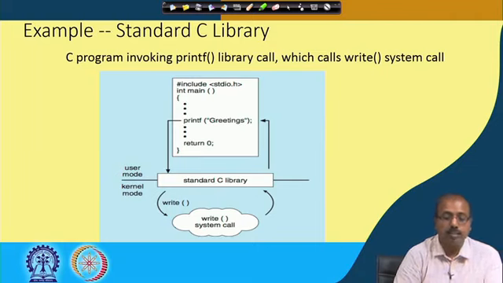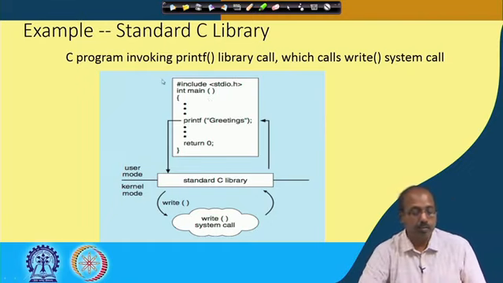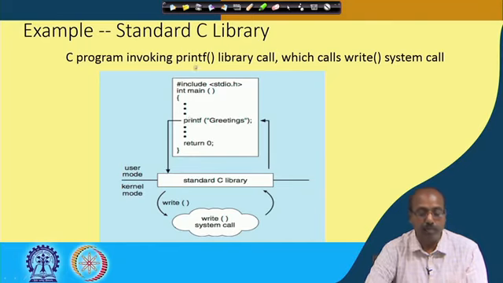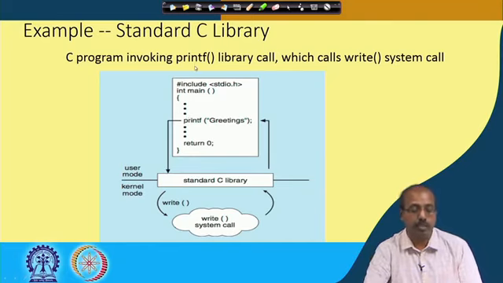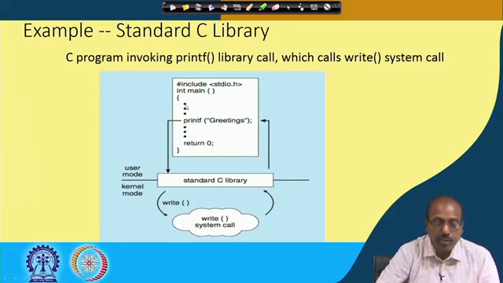Let us see how the standard C library routine printf is executed. We have a piece of program where there is a printf statement. This printf is a library function available to the C programmer, and this program was executing in user mode. When the printf call is found, it goes to the standard C library, and the library transforms this call into the write system call for the underlying operating system. So it makes a write system call, and here it is going into the kernel mode of execution.